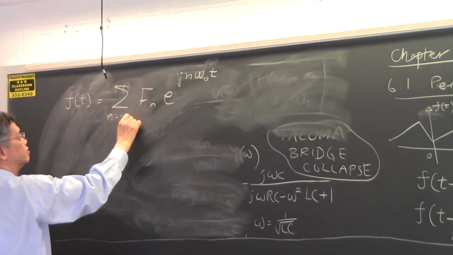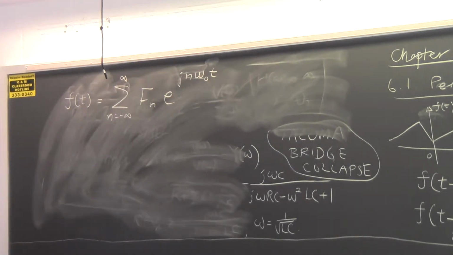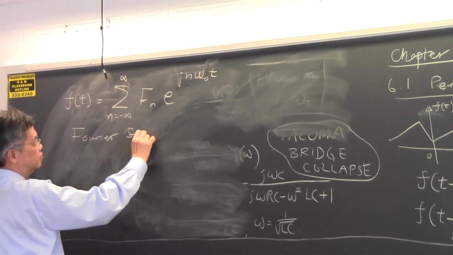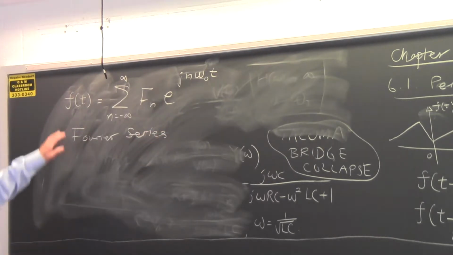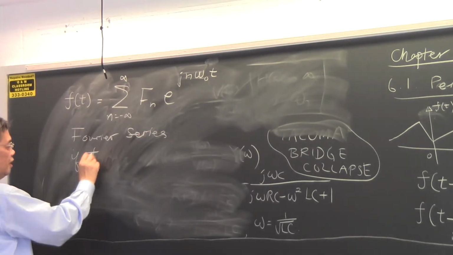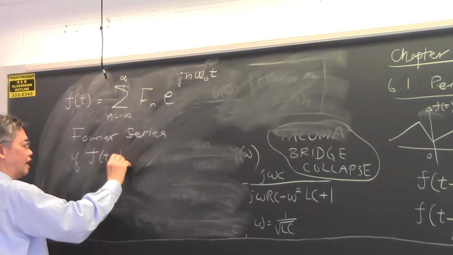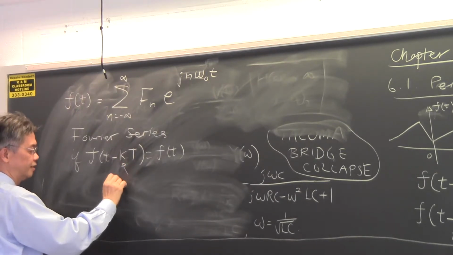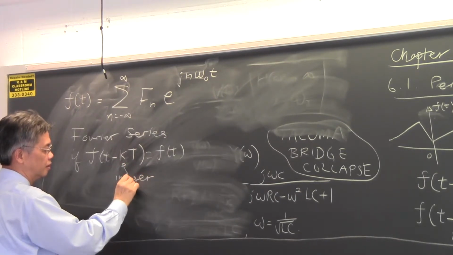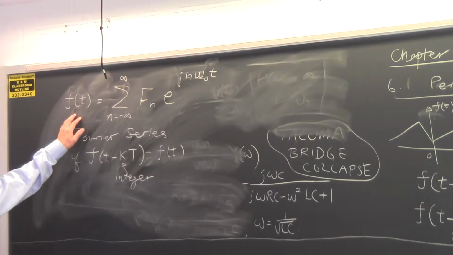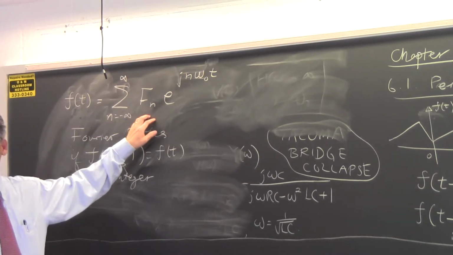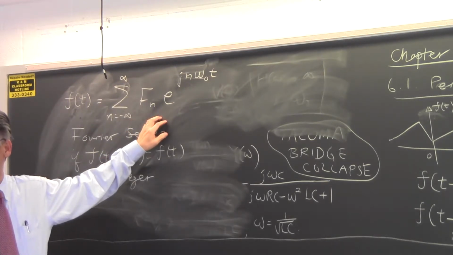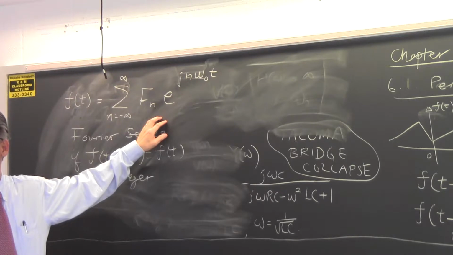Okay, n equals minus infinity to infinity. That's what the Fourier series says. Okay, if f(t minus capital T) equals f(t), where this k is an integer, if the left-hand side is a periodic signal, then it can be expanded as sums of periodic signals, sum of different periodic signals. Every term on the right-hand side is a periodic signal, but with different frequencies.